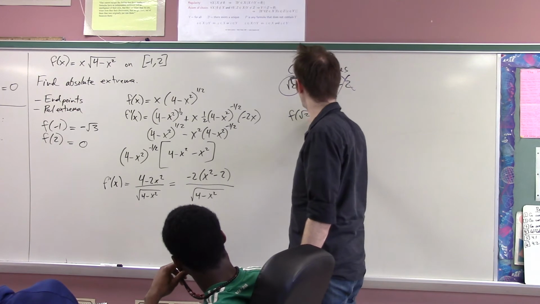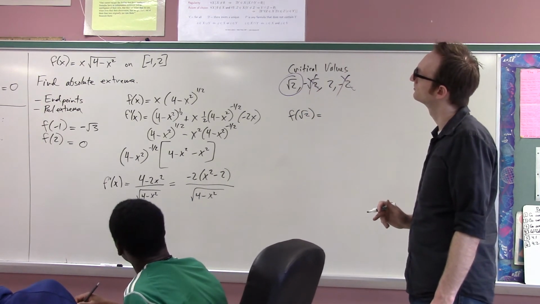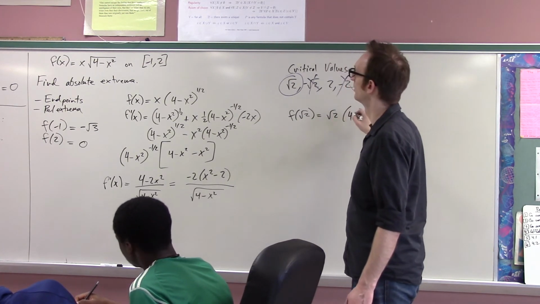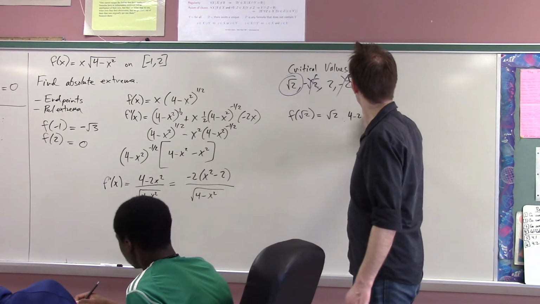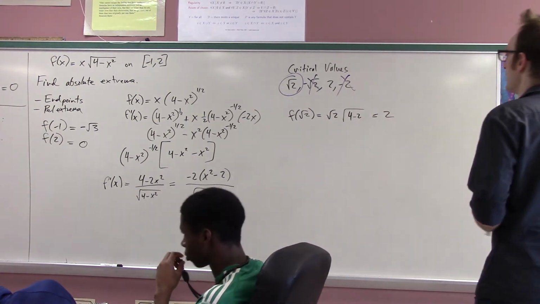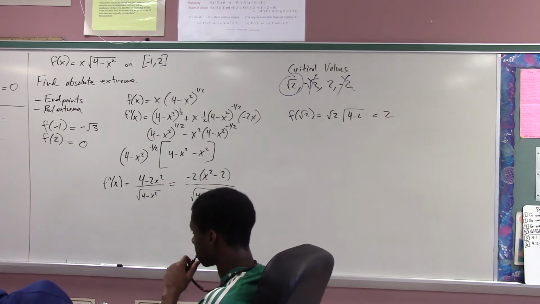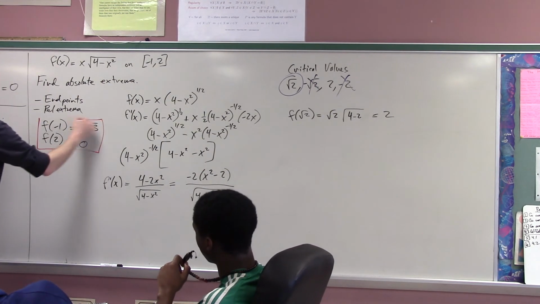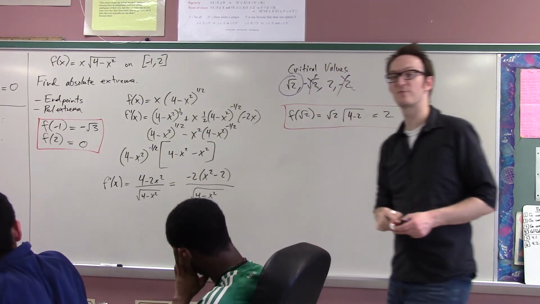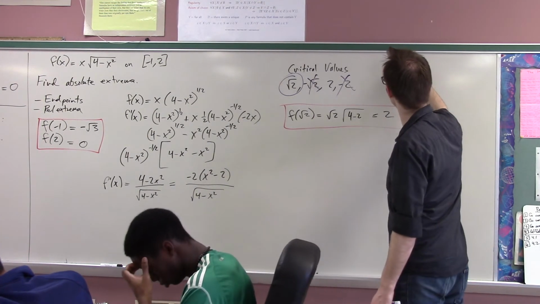But alright, let's do it. What should we do? We should just plug in root 2 and see what we get. You get root 2 times 4 minus 2, but the square root of that, so root 2 times root 2, so it's just 2. Okay, this is kind of awesome. I've checked the endpoints and received these two y values back. I've checked the only number which might be a relative max or min, and I received that. And so now I'm prepared to give the answer to this problem.